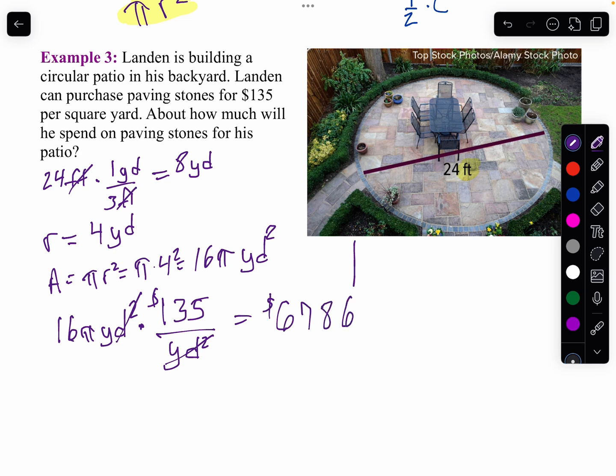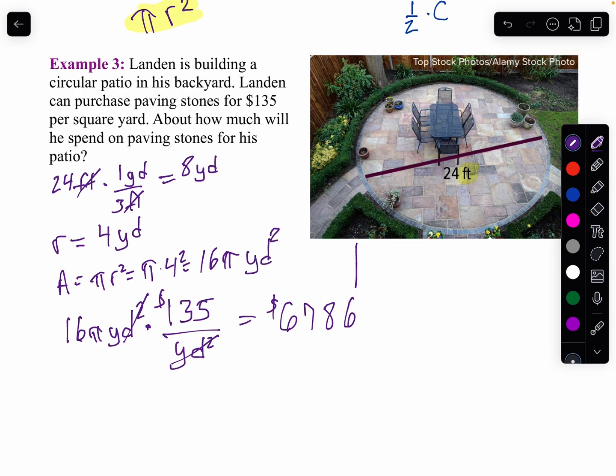That's how you find the area of a circle, or how we use the area of a circle to solve a problem in this case.